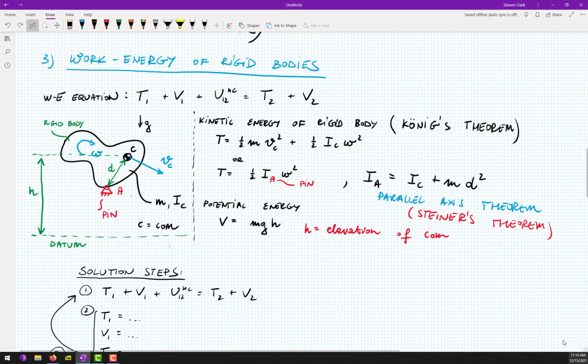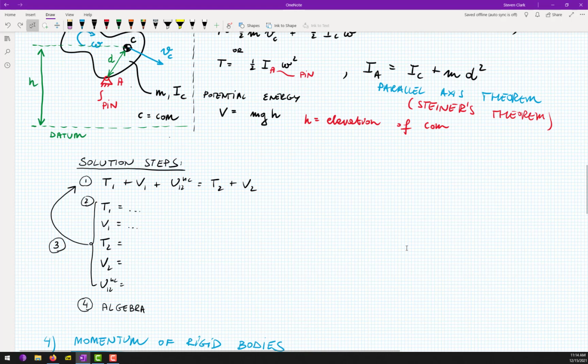And now we can rapidly move to solution steps when it comes to work energy method. So usually what I do, I just write down this expression, then I find these 5 guys.